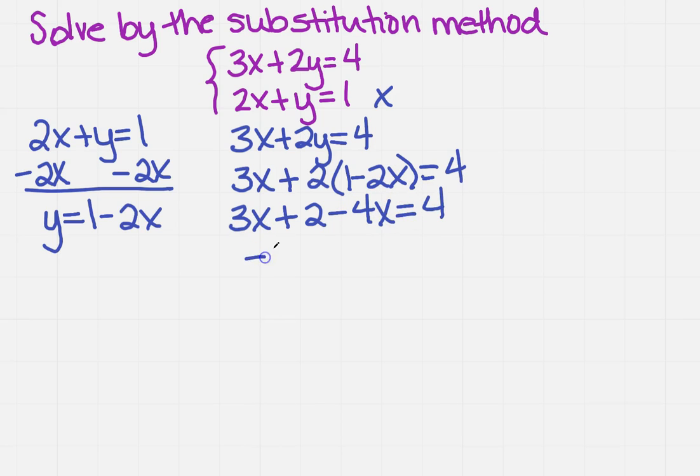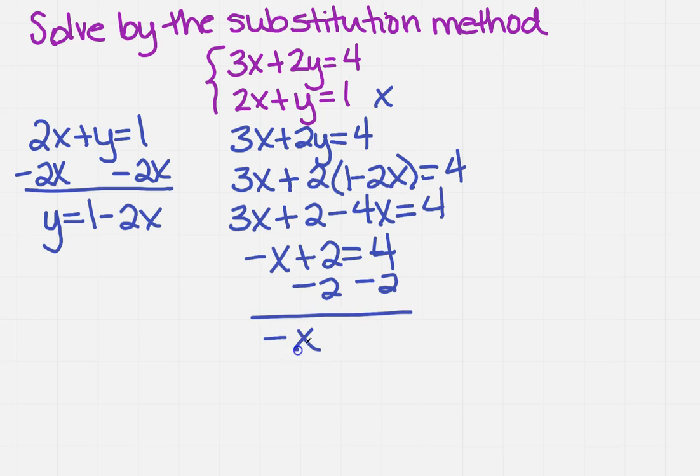I'm going to combine like terms. I'm going to subtract 2 because I need to isolate my x, so I get minus x equals 2. But I don't need minus x, I need x, so I'm going to divide by -1, and so x is going to equal -2. Okay, so I've got that. Now, what am I going to do with that? Well, we use substitution. I've already substituted that y into this equation, so y is already solved.